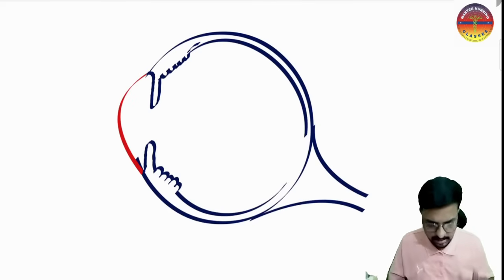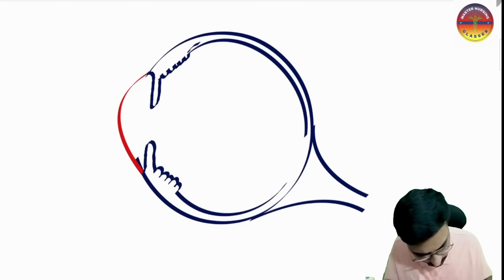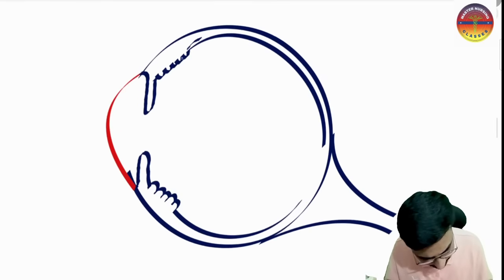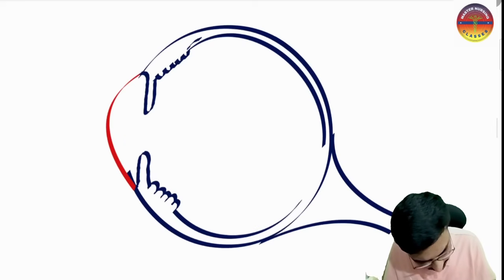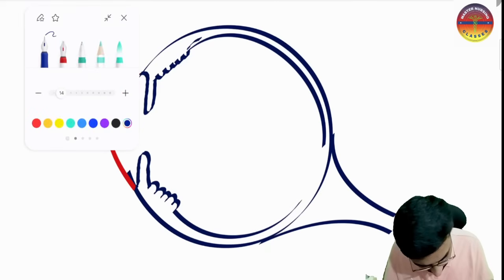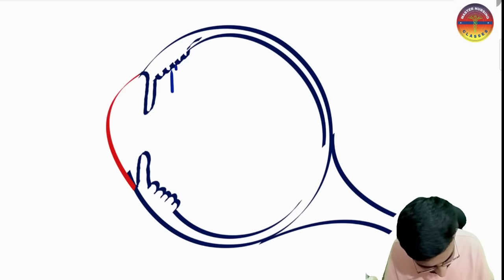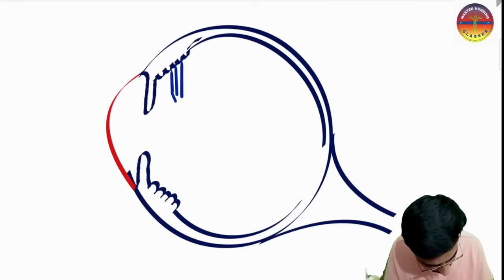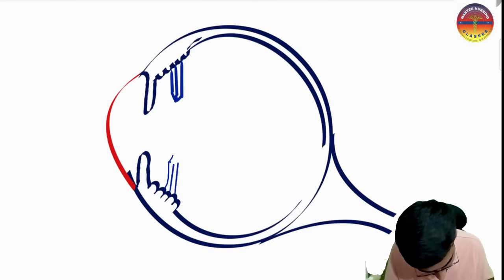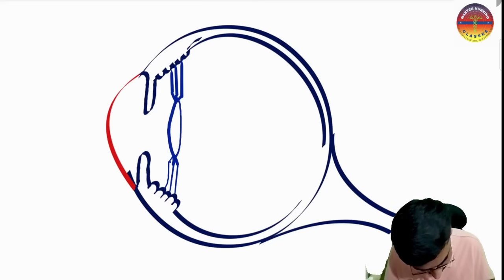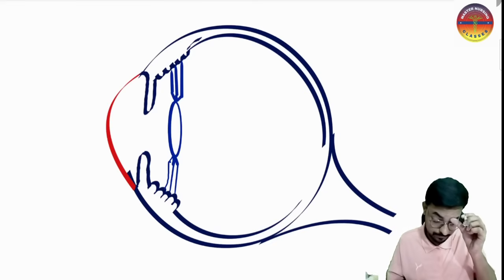And here we have the most important structure, the zonular fibers, which come like threads, connecting our lens to the ciliary body. So we have the zonular fibers here. And this is the lens we have.